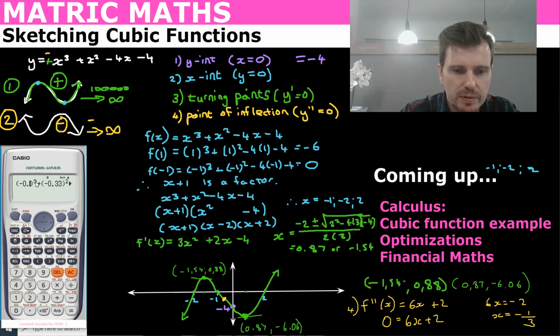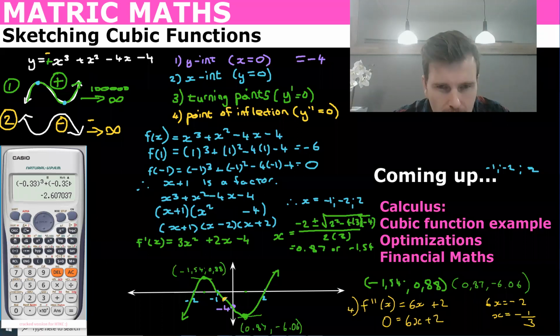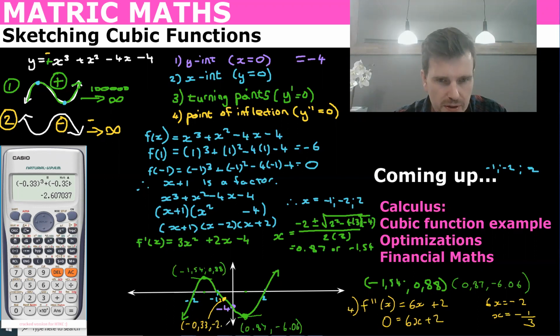Negative 0.33 equals, and it should be something below 0, and it is. It's -2.67. So I'm going to put the point of inflection in as well. So this point of inflection, obviously you'd have more space than I do here, would be -0.33 and -2.61.